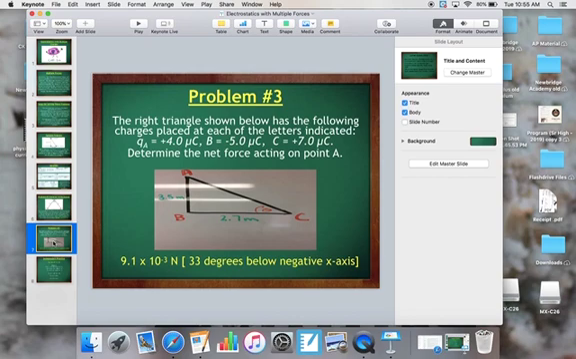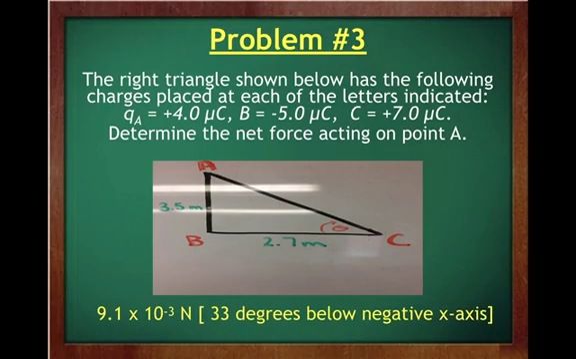Okay, so we've got one more problem to look at here, and then I'll be done. In this one, you've got a right triangle shown below, with each of the following charges placed on each of the letters indicated. So again, we've got charges being placed in a right triangle, charges A, B, and C. The charge on A is 4 microcoulombs, the charge on B is negative 5 microcoulombs, and the charge on C is 7 microcoulombs, and we're trying to determine the net force acting on point A.